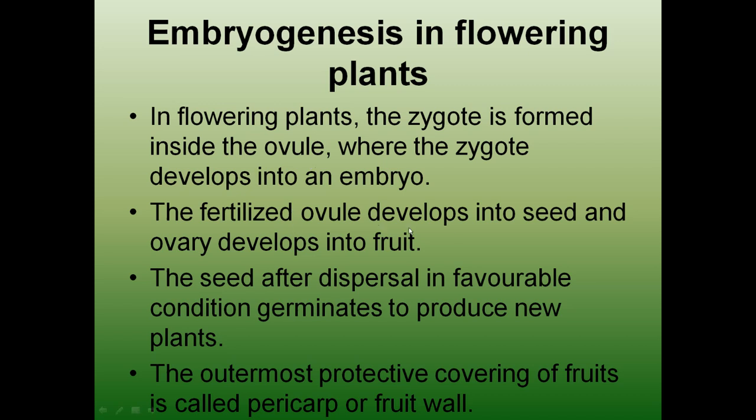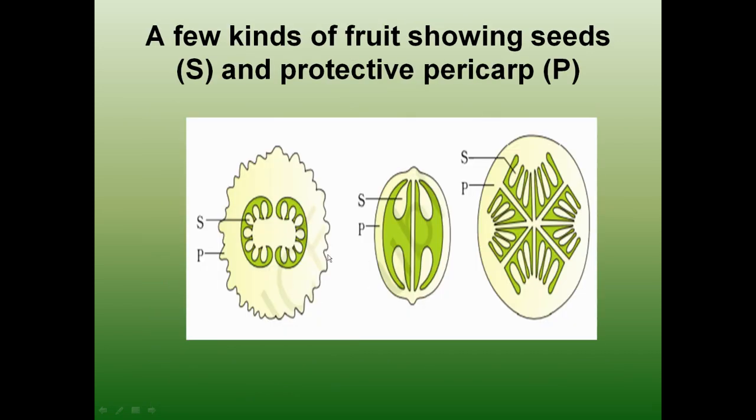The fertilized ovule develops into the seed, and the rest of the ovary develops into the fruit. Seed dispersal in favorable conditions leads to germination and ultimately the production of a new plant. The outer protective covering of the fruit is called the pericarp or the fruit wall. Here the ovaries of some plants are presented, and you can see the seeds along with the pericarp. Pericarp is referred to as the fruit wall.